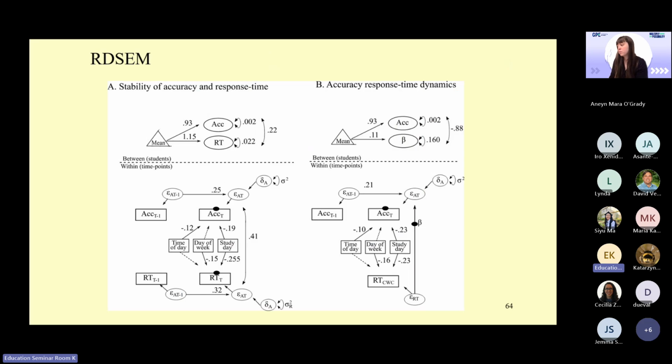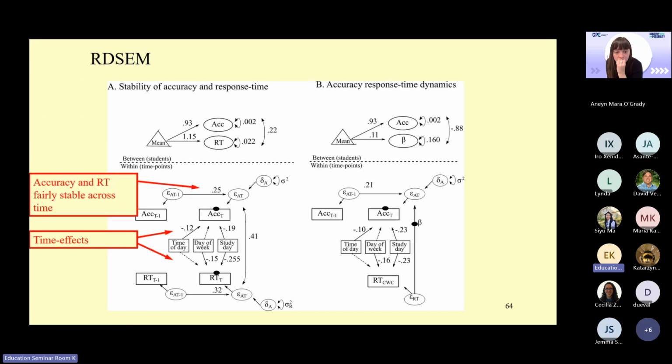Not going into all the detail, we'll look at the key coefficients here. First, we look at time effects, and we see the time of day: children were less accurate in the afternoons. The response time was faster later in the week, so it could be a training effect. They got faster from one time point to the next. And then the study day, these are the 10 days of the study. So they also got faster from the beginning to the end of the study.